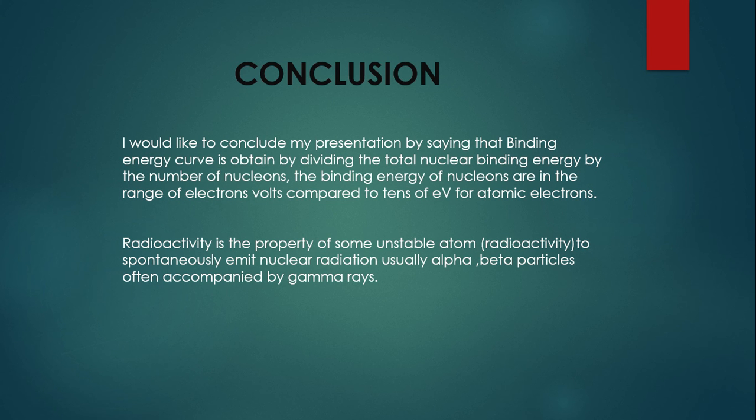Lastly, I would like to conclude my presentation by saying that the binding energy curve is obtained by dividing the total nuclear binding energy by the number of nucleons. The binding energy of the nucleons is in the range of MeV compared to tens of eV for atomic electrons. Radioactivity is the property of some unstable atoms to spontaneously emit nuclear radiation, usually alpha and beta particles, often accompanied by gamma rays.